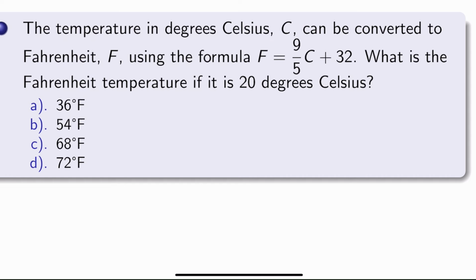Our next question, we have the temperature in degrees Celsius C can be converted into Fahrenheit F using the formula F is equal to 9 on 5C plus 35. What is the Fahrenheit temperature if it is 25 degrees Celsius? So here you just have to substitute in 20 into this expression and we have our answer.